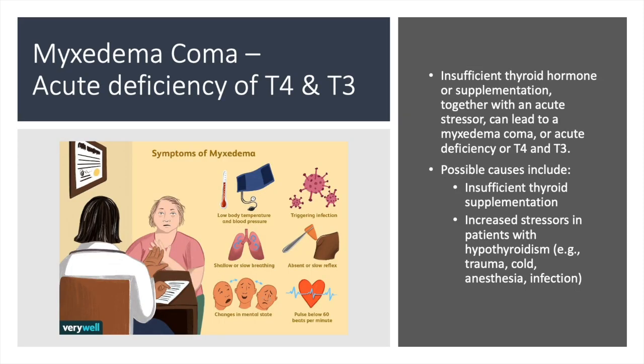So next we have myxedema coma, not to be mistaken for an actual coma because it doesn't necessarily present as a loss of consciousness. But myxedema coma is an exacerbation of hypothyroidism. So essentially there's insufficient thyroid hormone, or there's not enough supplementation of thyroid hormone, and it leads to a state where there's deficient T4, deficient T3, and they're in a life-threatening condition.